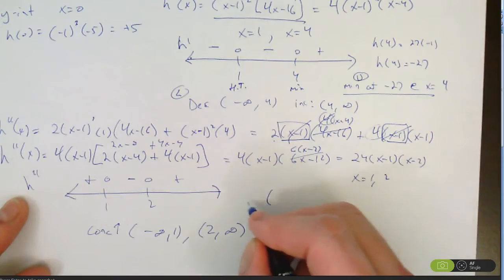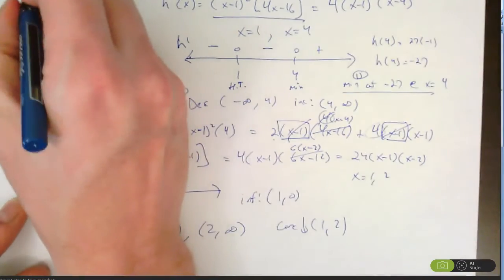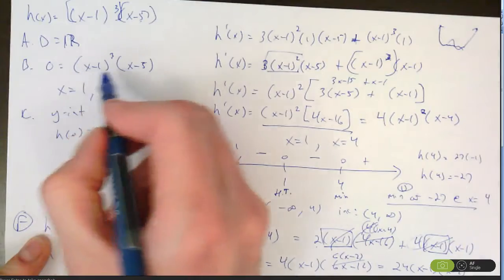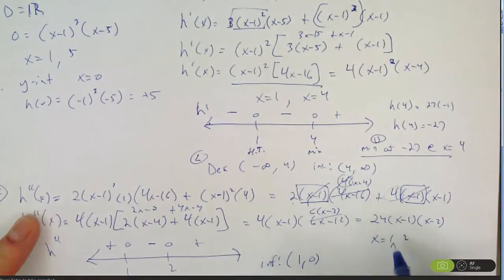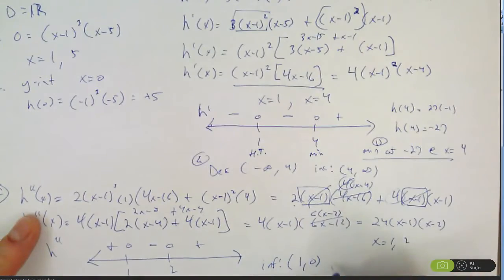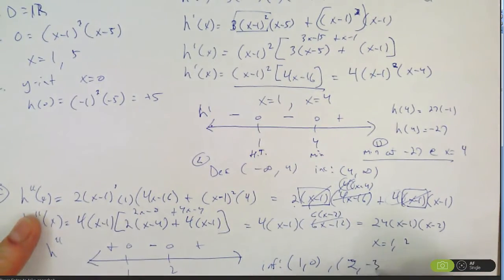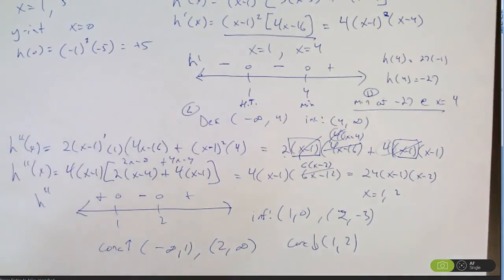So my inflection points are (1, 0), because I already know that 1 made it 0 up here when I plugged 1 in. 1 minus 1 was 0 times negative 4. And then when I plug 2 in, 2 minus 1 is 1, and 2 minus 5 is negative 3. So it's going to be at (2, -3). Okay, so I have all this information. That's all the data I'm supposed to find. Now I have to graph this.